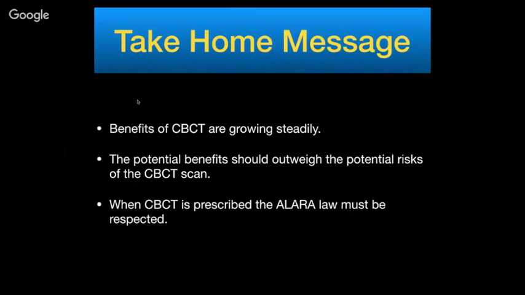Of course, you would not do a CBCT for a simple case, but let us find where is the simple case. We would finally recommend that the CBCT is prescribed, keeping in mind that the ALARA principle must be respected.